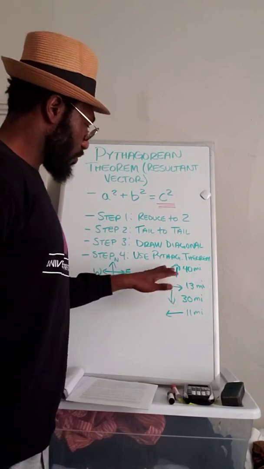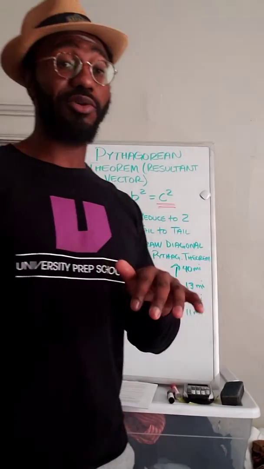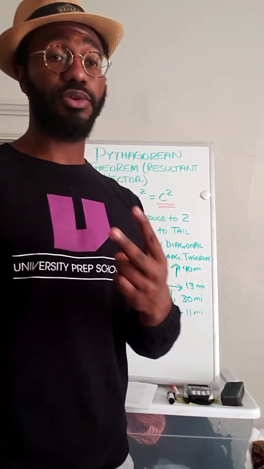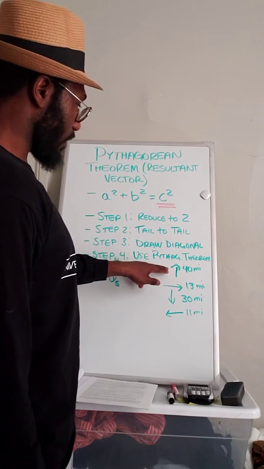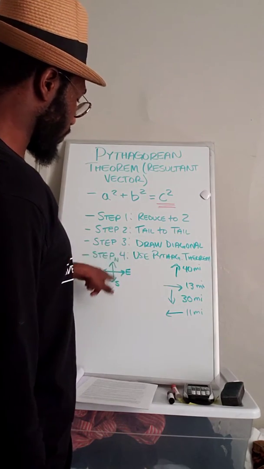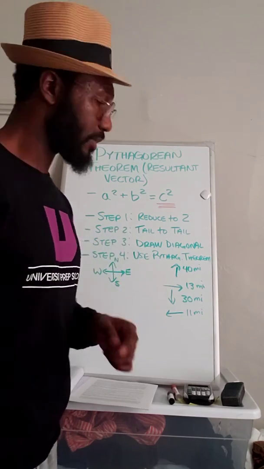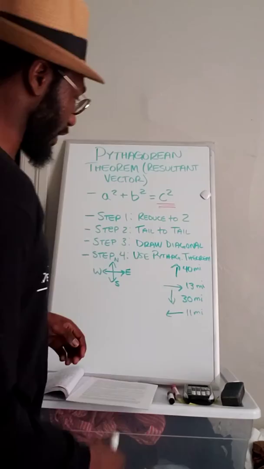So what I do now, I know that I have 4 different vectors. That's no good for me. I need to reduce that to 2 vectors. So let's go ahead and do that. So 40 and 30 are north and south. I know that north and south is one plane. So I'm going to go ahead and combine 40 and 30, okay?